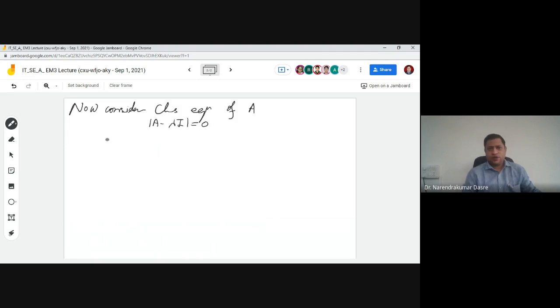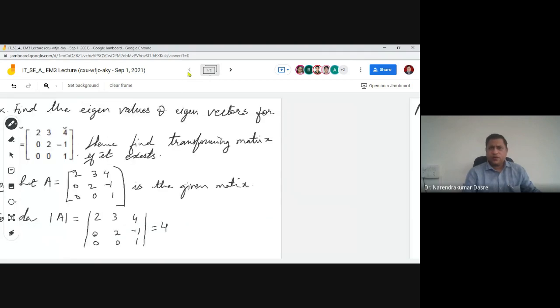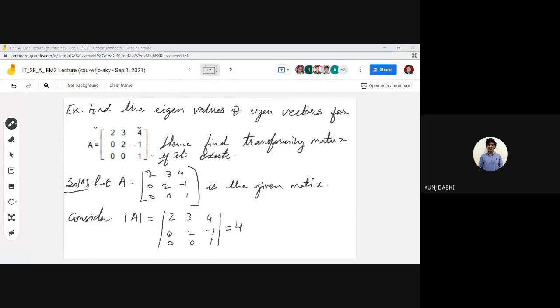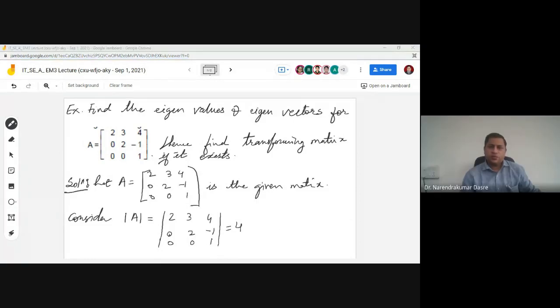Sir, can you send the Jamboard link? Yes? Can you send the Jamboard link? See, one more thing you need to understand. The Jamboard link is always sent in the chat box, or you can find it in the mail ID through which you are logging in. So you can find that link in two places. I have posted it again, so you can see it.